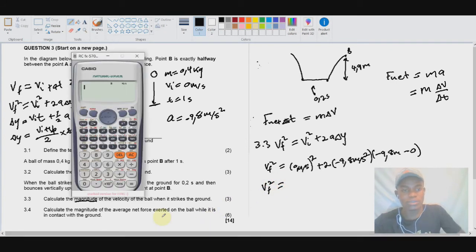So now let's punch our calculator and see what we get. 2 into negative 9.8, multiply that by negative 9.8. We get 192.08.